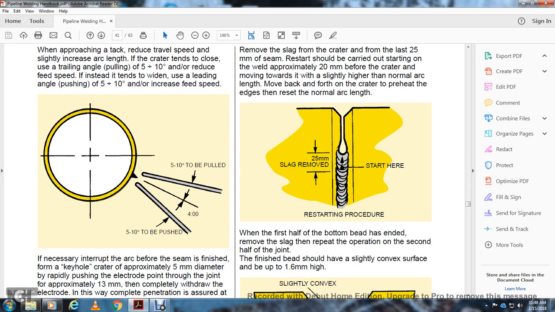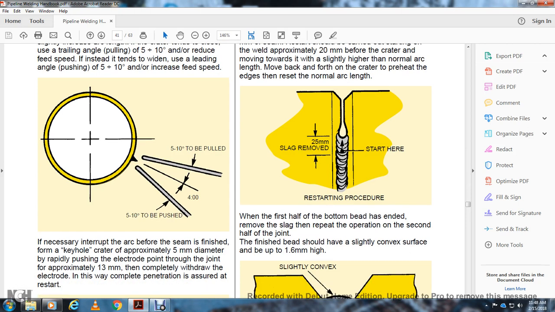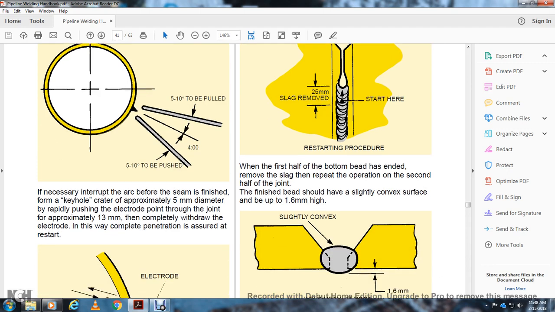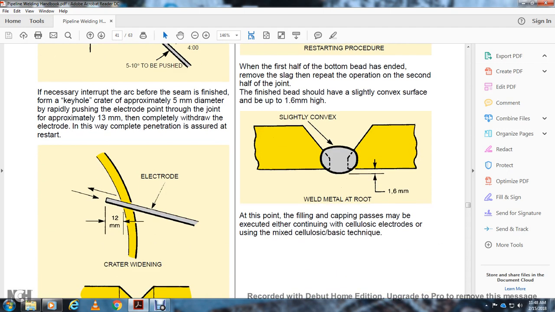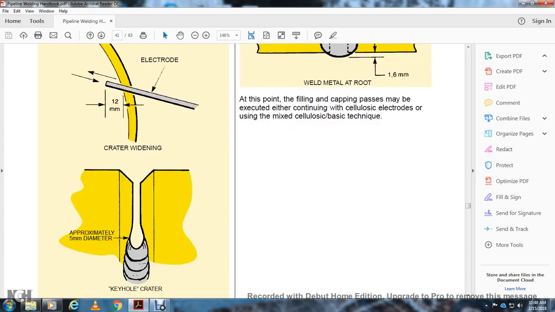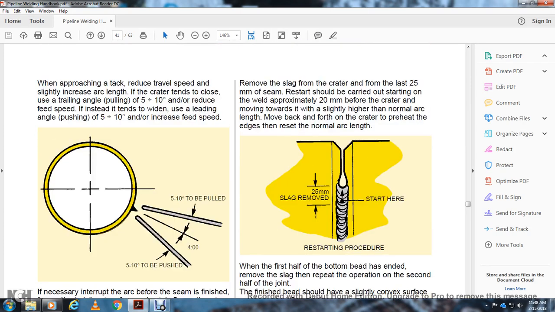crater with approximately 5 millimeters diameter, rapidly pushing with the electrode point with the withdrawal approximately 13 millimeters complete with the withdrawal of the electrode, which will complete with the penetration short, with the restart with the electrode 12 millimeter crater wide opening, the approximate 5 millimeter diameter of the keyhole crater.